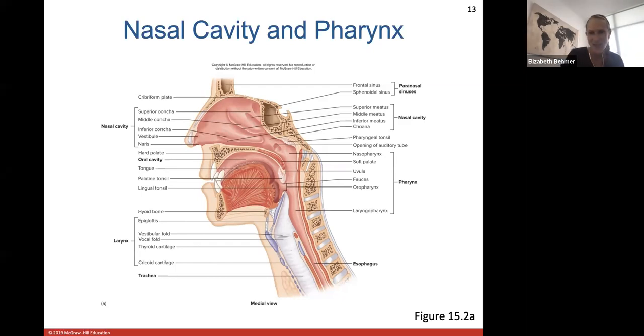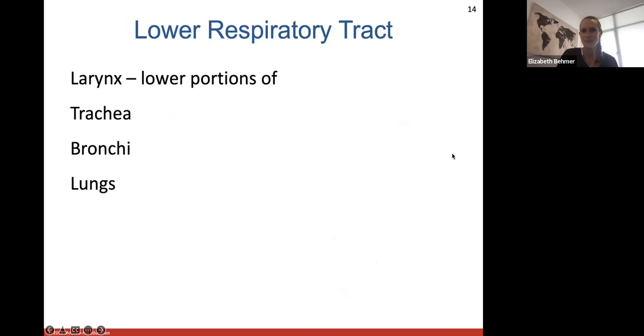So that is a look at the nasal cavity and the pharynx. You can see other parts labeled here. Paranasal sinuses are air-filled spaces in the bones surrounding the nasal cavity. You can see the concha of the nasal cavity shown here, the superior, middle, and inferior concha. So that is just a look at the nasal cavity and the pharynx.